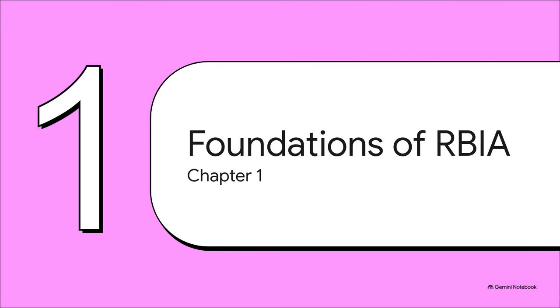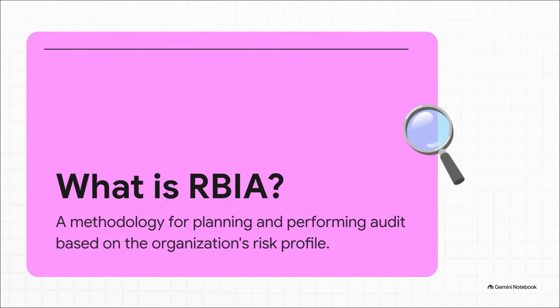Chapter 1. Foundations of Risk-Based Auditing. Let's lay down the definitions and see exactly how this methodology is built from the ground up. Heading number 1, what is RBIA? Well, at its core, it's a methodology for planning and performing an internal audit based on the risk profile of the organization. It actively helps auditors focus on areas where risks are higher and the impact is greater.